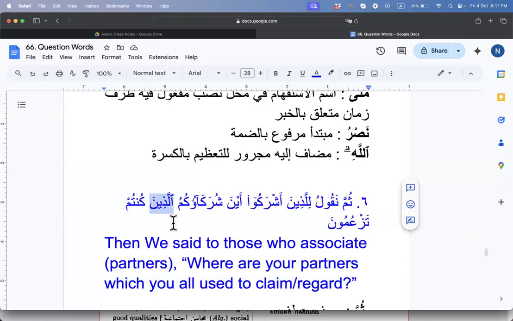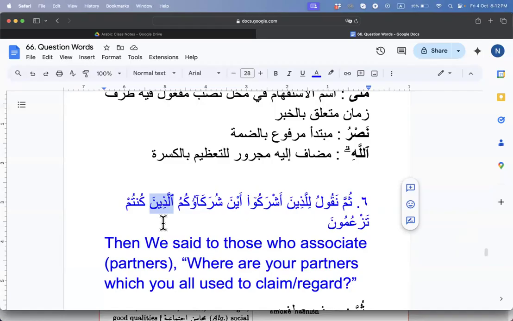Sister, is it again the same meaning? Hal is a good guess, but there is a better way of interpreting this. So you're asking about Al-Lazina, how is it related to, connected to this Shuraka sentence? Okay, this one is sifat.